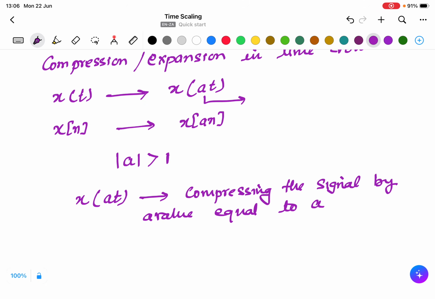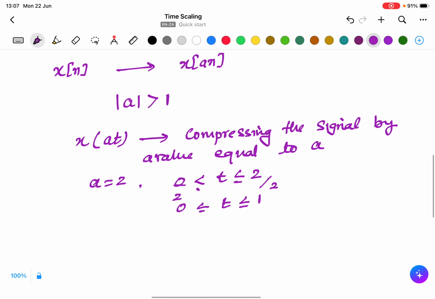That means, let's say a is equal to 2, and let's say my signal was earlier defined from 0 to 2. When we are compressing, the signal now will be defined in the range 0 to 1. We will basically compress it by 2 here and by 2 here. I will explain it with the help of some examples as we are going to do after this.